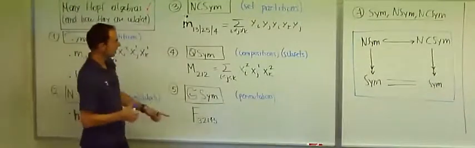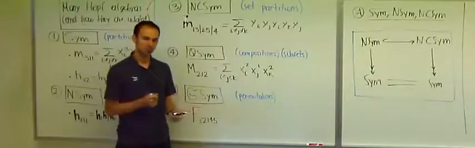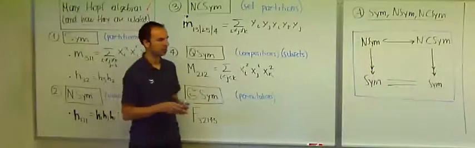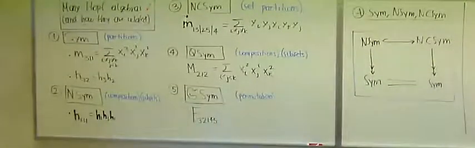So to go from S-SYM to QSYM, I need to find a way of relating permutations and sets. So there's going to be some combinatorics involved. And what I'm going to do is that given a permutation, I'm going to define a set.